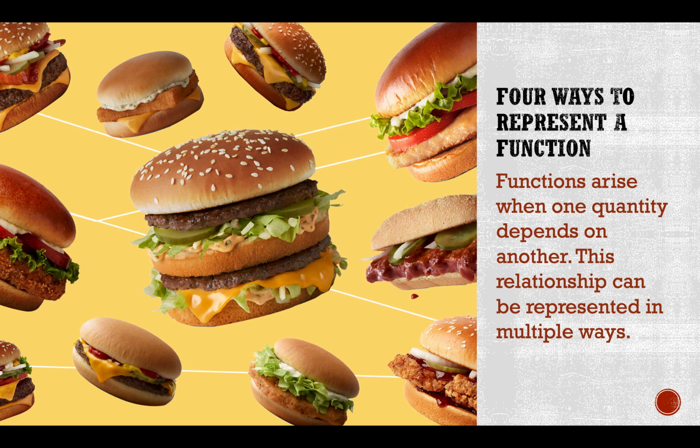In this video, we will discuss 4 ways to represent a function. Functions are relationships where one thing is dependent upon another. This relationship can be represented many ways, and these ways generally fall under 4 categories. We will explore those 4 categories using the example of McDonald's hamburgers.